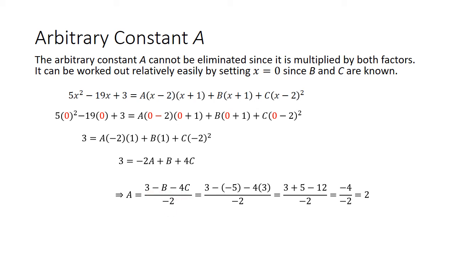You can then plug in the values we already have for b and c. We know b is minus 5. We know c is plus 3. We plug these values in, and we end up on the right-hand side here with a is equal to 2.